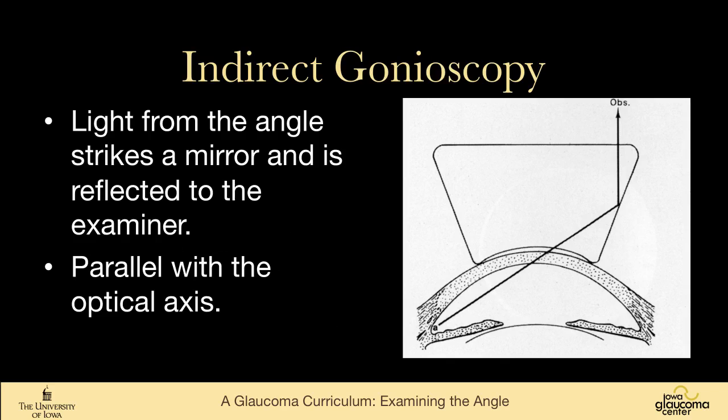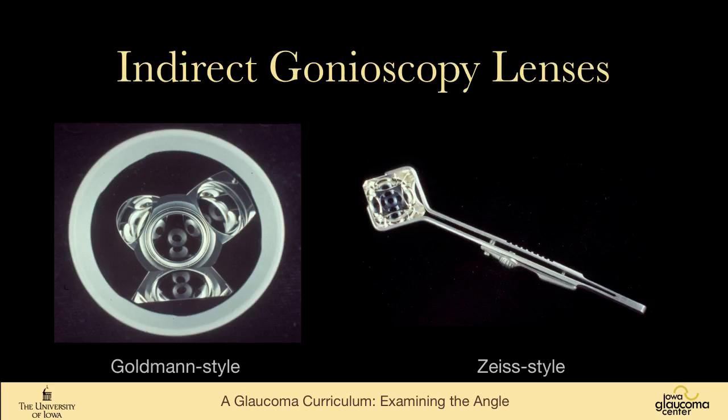In the clinic, we do indirect gonioscopy, where the light from the angle strikes a mirror and is reflected to the examiner, that is now parallel with the optical axis, as you can see in the sketch. There are 2 main styles of lenses, and we'll talk about both. One is the Goldmann 3-mirror style lens, although many of them have different numbers of mirrors, and the other is a Zeiss-style lens, which is a 4-mirror lens. And the thing that differentiates these primarily is the size of the area of contact and whether or not one needs to use a coupling solution to hold the lens against the eye.